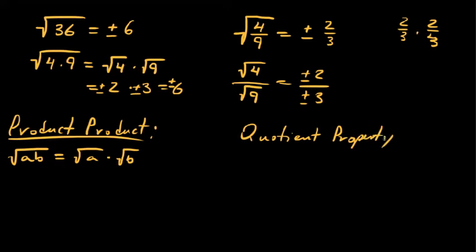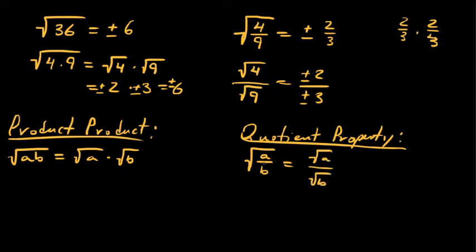As we've just mentioned, the quotient property states that if you take the square root of a fraction, or a quotient, it doesn't matter which you call it, it's the same thing as the square root of a over the square root of b. Basically, the square root of a quotient is the quotient of the square roots. These two properties we're going to use quite often, and they're very useful.